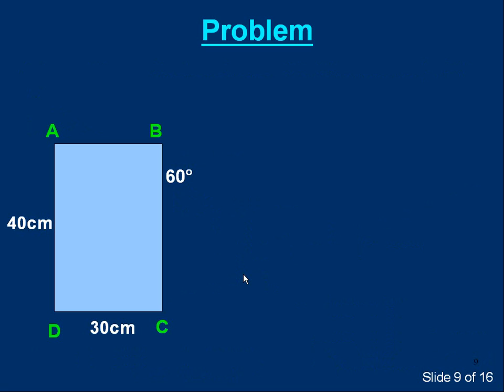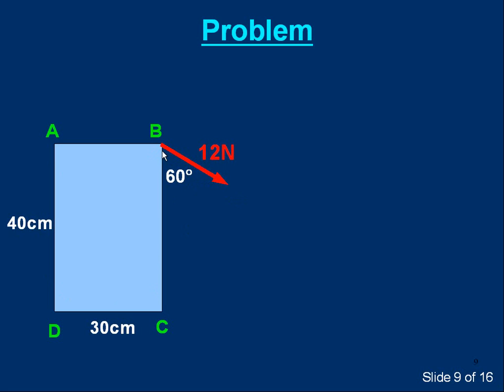Now, here's a slightly harder set of small exercises for you. Here's a side view of a block. It's 40 centimeters high, it's 30 centimeters across. I'm going to apply a force to the corner, as shown, 12 newtons, at 60 degrees to side BC, 60 degrees to the vertical.